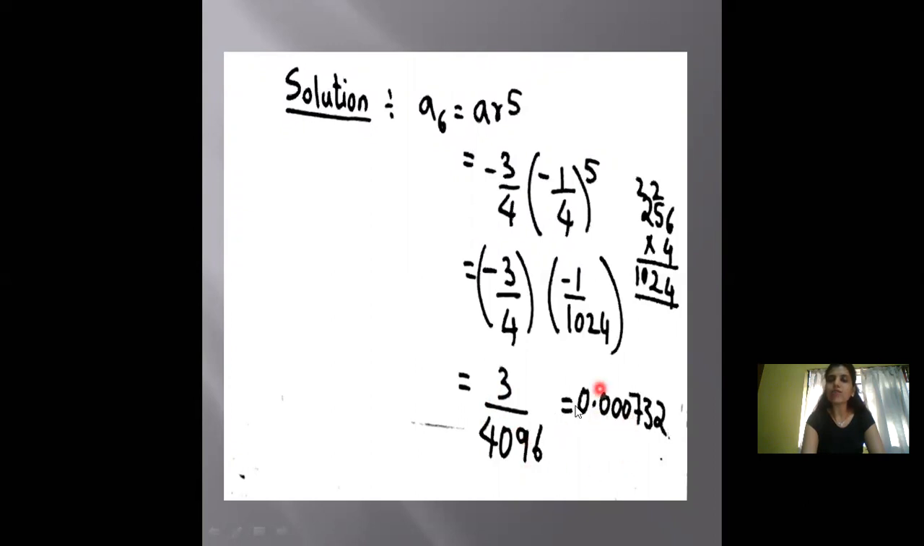But here in this case, I have carried out division and I have written 0.000732. But it's okay if you keep it like that, children. You're going to get full marks. Okay. Now we go to the next part of the question.